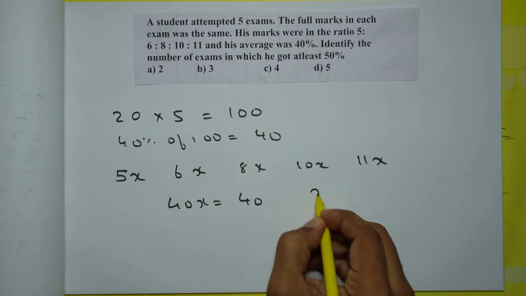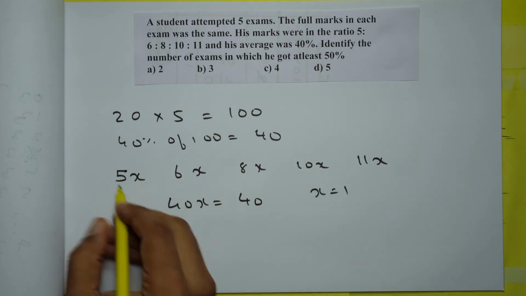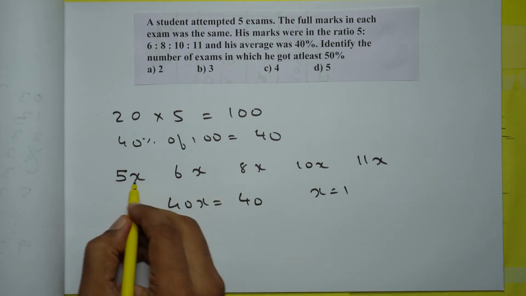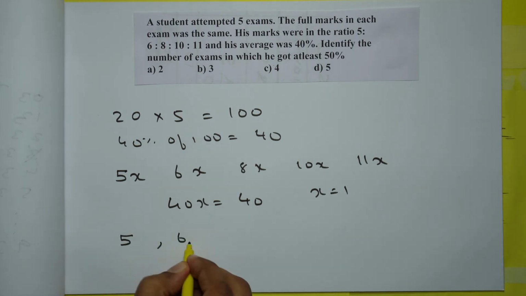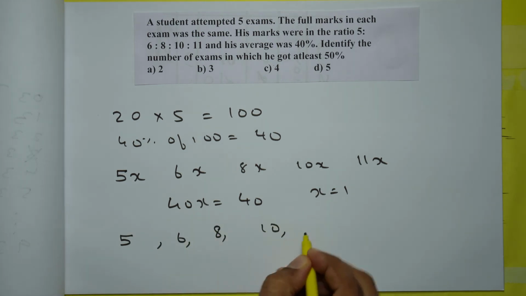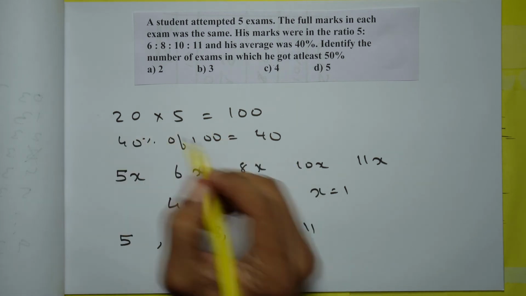x is equal to 1. So his actual scores are, here x is 1. So 5 into 1, 6 into 1, so on. So it will be 5, 6, 8, 10 and 11. These are his actual scores out of 20.